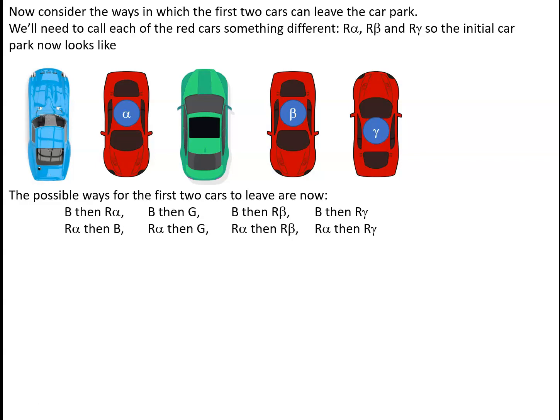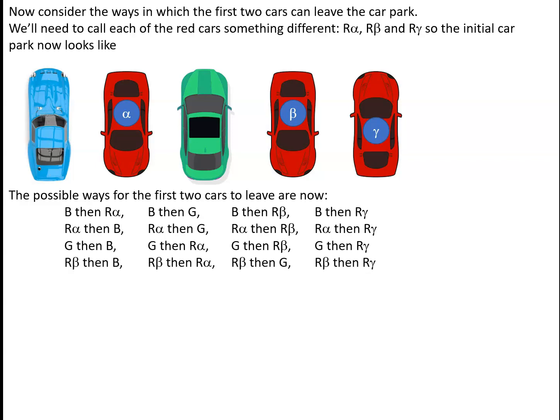Similarly, if R alpha goes out first, then the possibilities are R alpha then the blue car, or R alpha then the green car, or R alpha then the red car beta, or R alpha then the red car gamma. And we can continue the list, so we could continue the ones where green goes out first, or then when R beta goes out first, and finally when R gamma goes out first. So those are the 20 different ways in which the two cars can leave the car park.